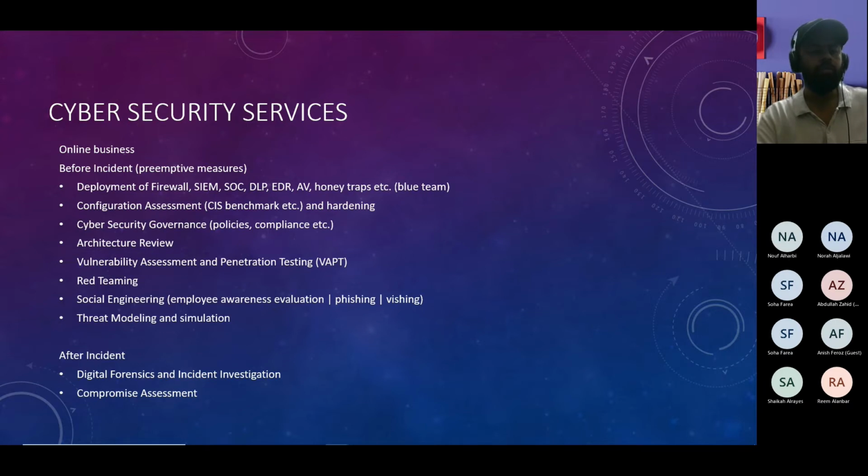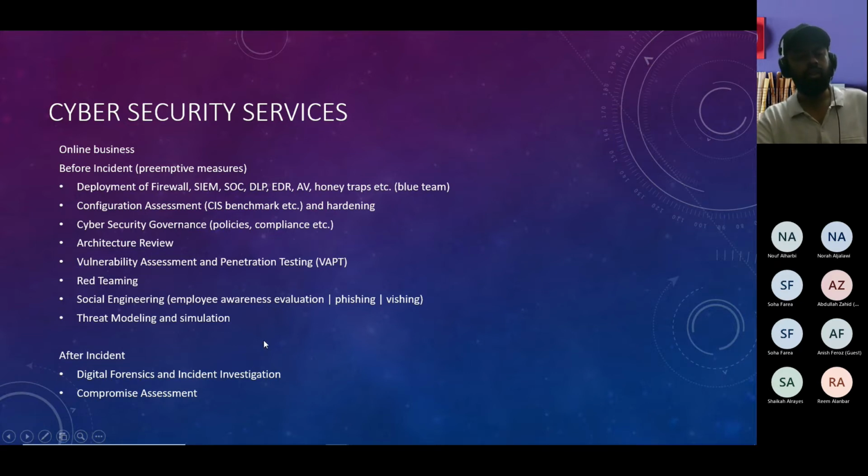Sometimes there are weak parts left in that process that allow an attacker to get into your machine. Now what happens? This is when you come into the stage after an incident. So after an incident, you can go with digital forensic and incident investigation service.